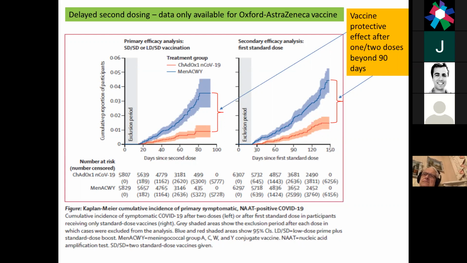But even a prime for the Pfizer-BioNTech vaccine may well have that kind of response. We're not sure yet about the mRNA vaccines, because they're so new. But your immunity won't suddenly just drop off at day 21 if you don't get that second Pfizer-BioNTech dose. Next slide, please.